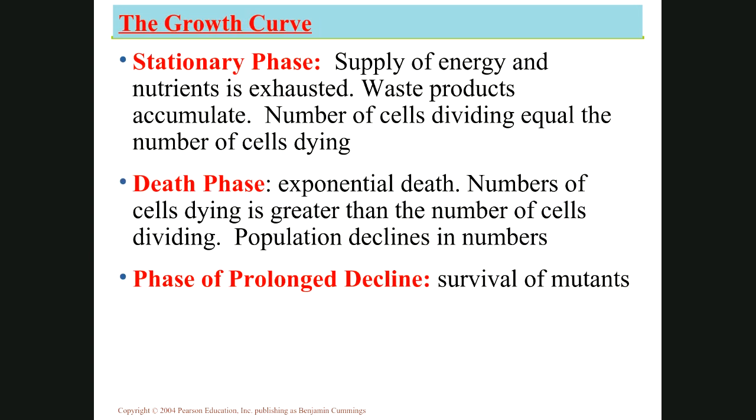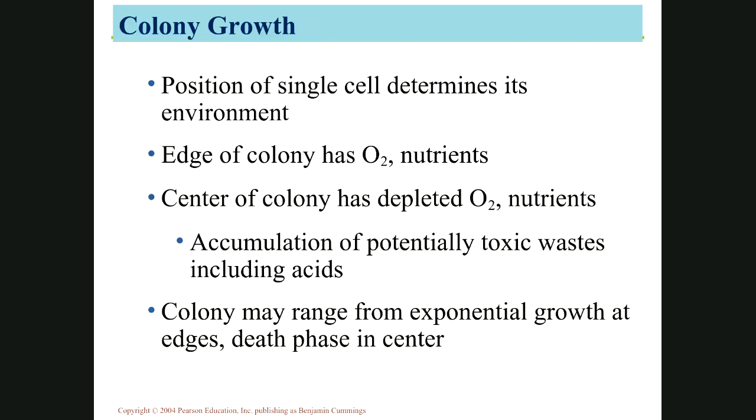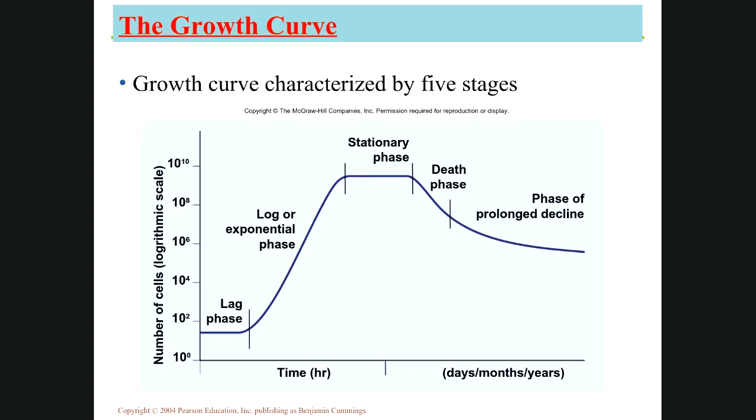Stationary phase, by definition, is the time when the number of cells dividing equals the number of cells dying. And then the death phase is when the number of cells dying is greater than the number of cells dividing. So again, know the phases of growth. One thing you're going to be doing in lab, not this next time, but the next one, is trying to create a growth curve like this one right here.